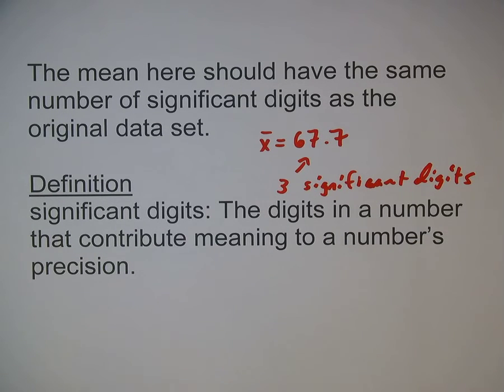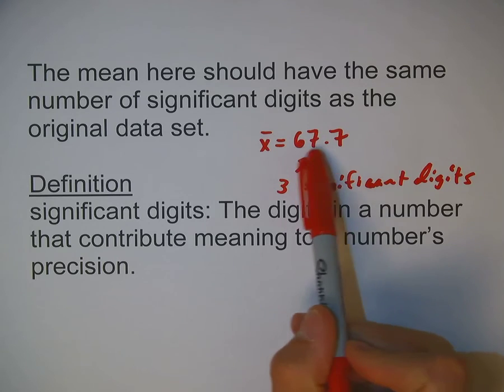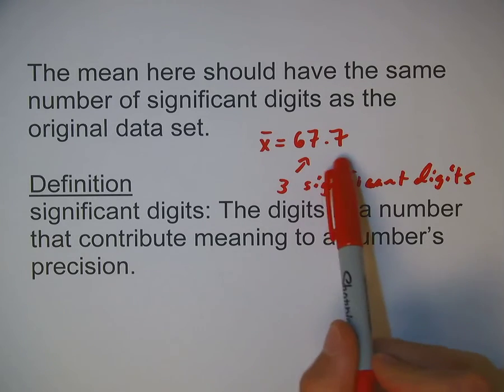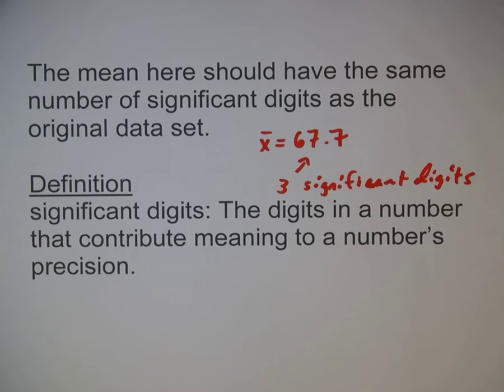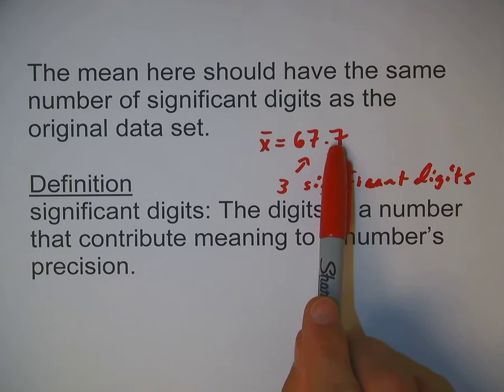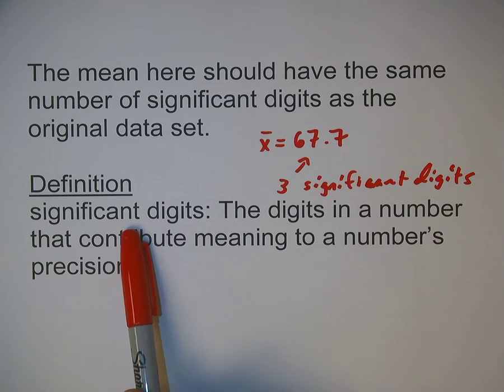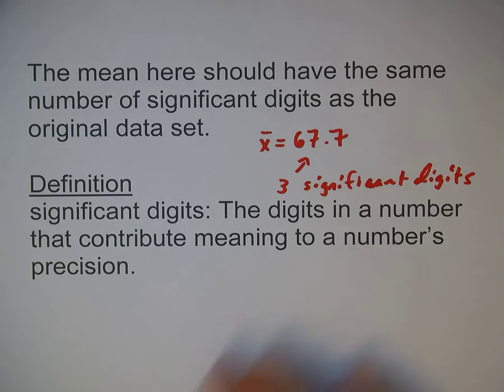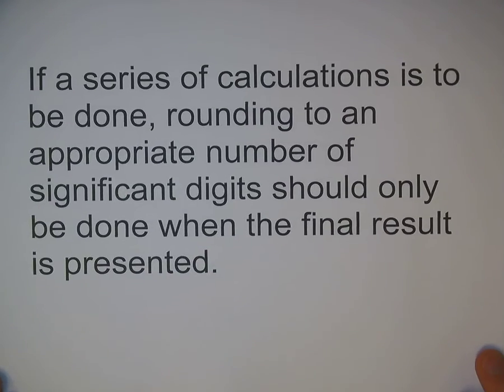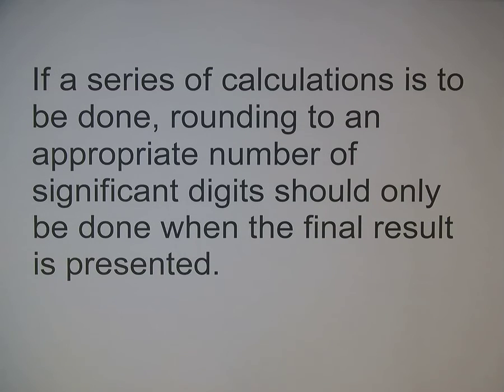Significant digits are the digits in a number that contribute meaning to a number's precision. So these 3 numbers were how precise I wanted to measure my temperature to, which was the same as how I actually collected the data. So it's important that you report your answer with the same number of significant digits as you collected the data. And one other thing, if a series of calculations is to be done, rounding to an appropriate number of significant digits should only be done when the final result is presented.